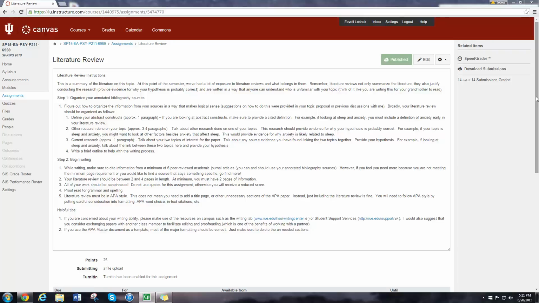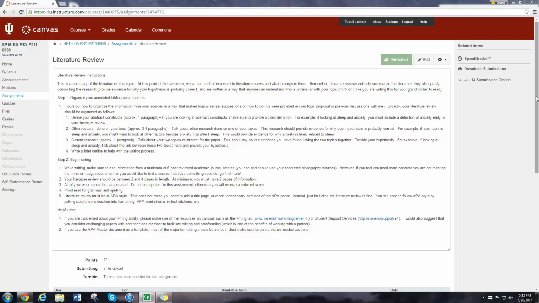And then finally, the literature review must be in APA style. This does not mean that you need to add a bunch of other sections to the paper. All you need to turn in is the literature review section. But what that does mean is that it needs to be formatted correctly. So right margin lengths, right margin widths. Needs to be double spaced.